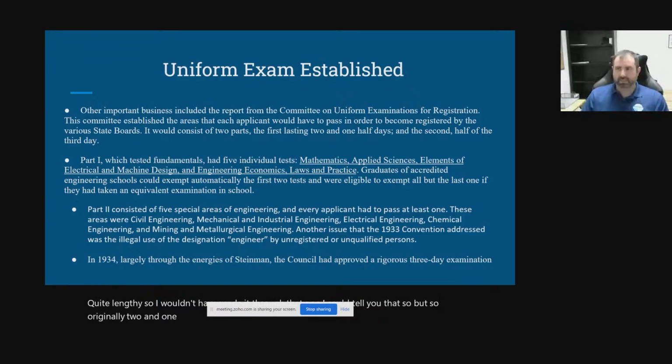The second day was basically half of the third day, and that was the first part covering your math, applied science, elements of electrical and mechanical design, engineering economics, laws and practices. And then the second part covered at least one of those areas: civil engineering, mechanical and industrial, electrical, chemical engineering, mining, and metallurgical engineering. Another was issued in 1933. But yes, it was a long exam back then.